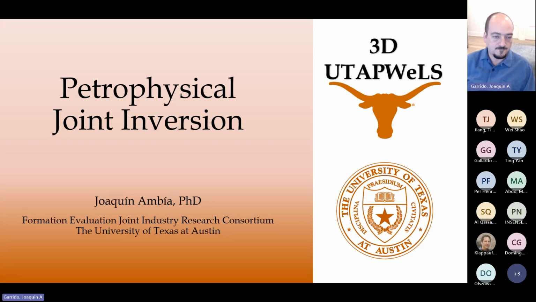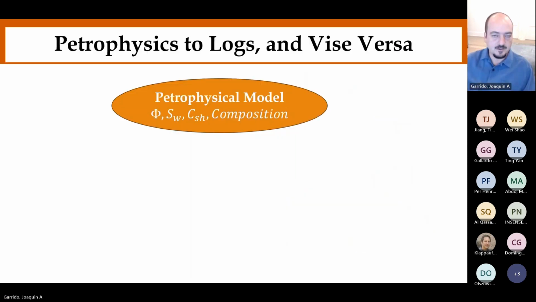So this section is for petrophysical joint inversion. Let's start by taking a step back and thinking about this scenario where you have a petrophysical model. Let's suppose that you build a synthetic model that is very high resolution. You have defined the porosity, the water saturation, shale concentration, the composition for the fluid, and the composition for the minerals at every point.